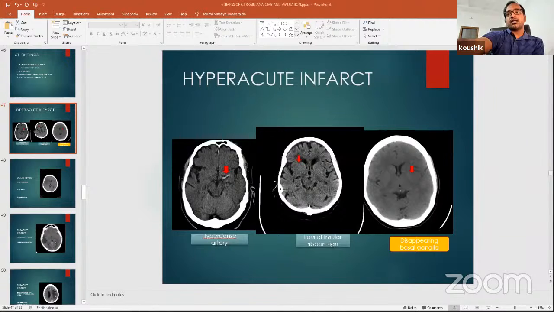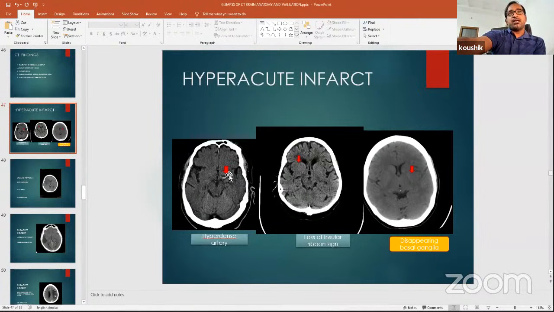These are the 3 signs: loss of insular ribbon sign, then invisible basal ganglia sign, and dense MCA sign. Most commonly, what we see is a dense MCA sign, like what we have seen in the previous slide. Yes, these are the 3 signs we commonly see in hyperacute infarct.